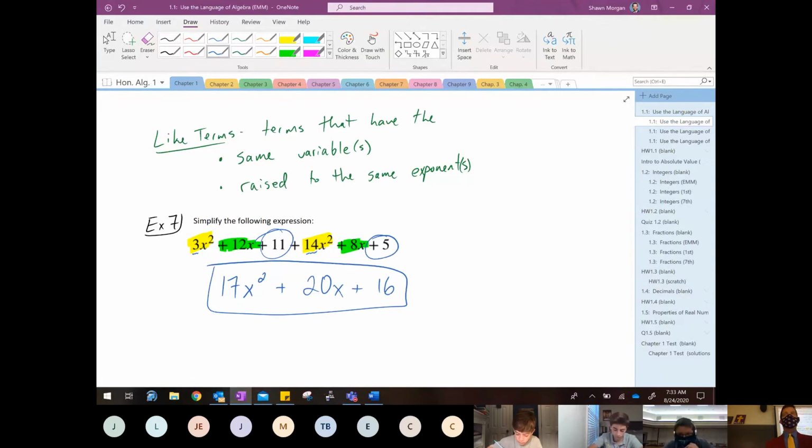Now, it will get more complicated when we start involving multiple variables, when we start involving some other operators, right? But for the basics right now, we're looking at the same variable, right? Raised to the same exponent. Any questions about this first lesson?